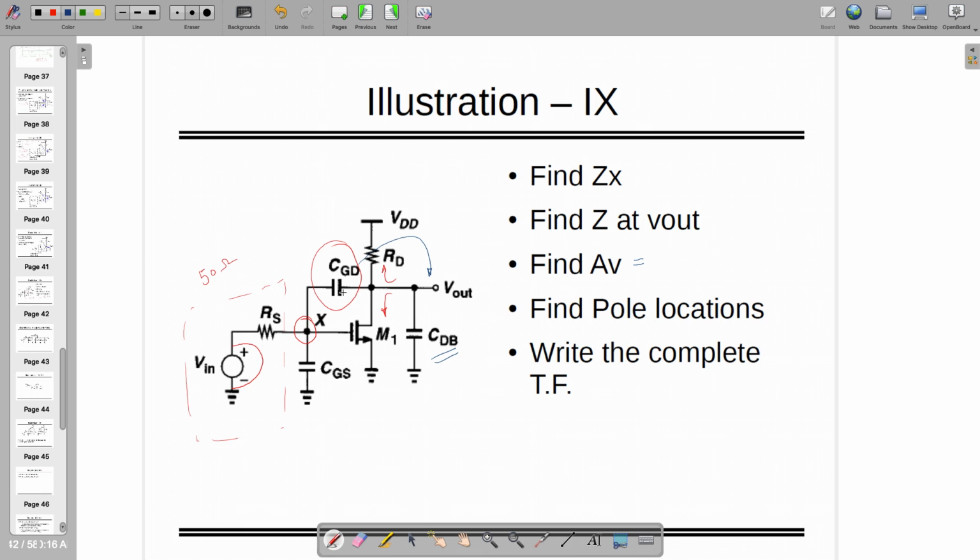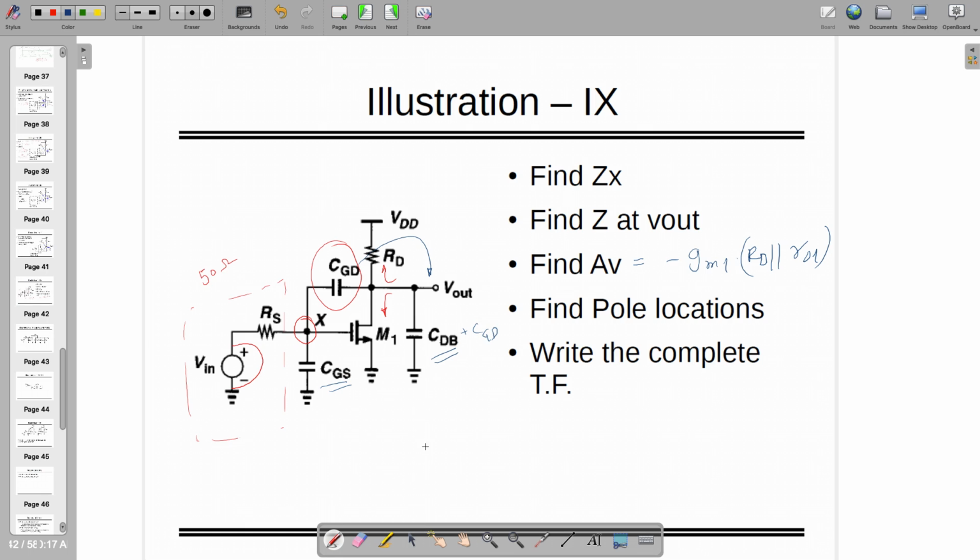which is the small signal AC gain, or very low frequency gain, where the capacitors are not there. So in the absence of capacitance, you can see that it's minus GM1 times RD in shunt with RO1. That's the AV. Now I need to find the pole locations. There are actually two effective capacitors: one is CGS and one is CDB plus CGD.